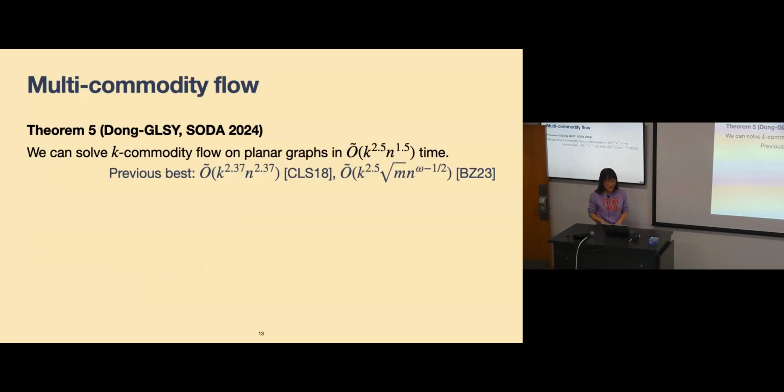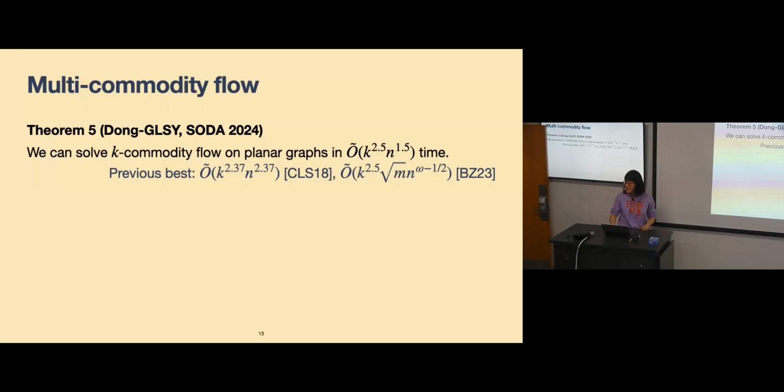Finally, this comes out also as a corollary of our structured LP solver, which is that we can also solve k-commodity flow on planar graphs in an improved runtime. And k-commodity flow is essentially min-cost flow, but instead of just having one type of demand, you could have k types of demand at every vertex, and every type of demand has to be fulfilled by the flow.